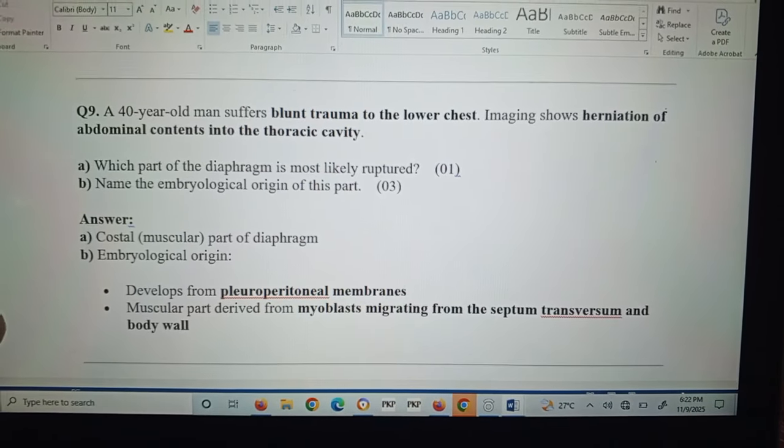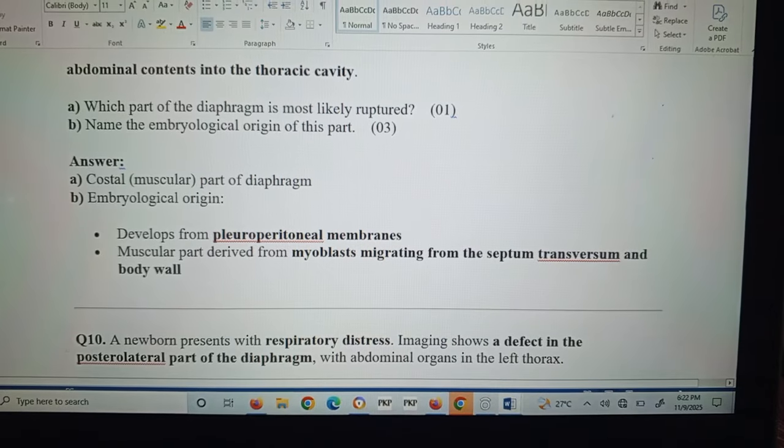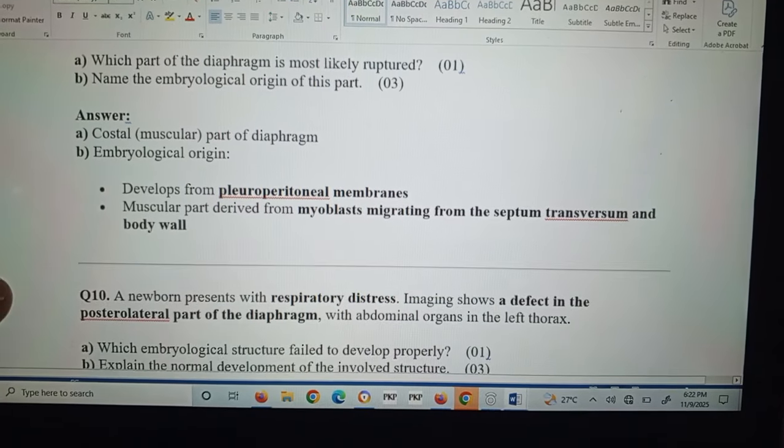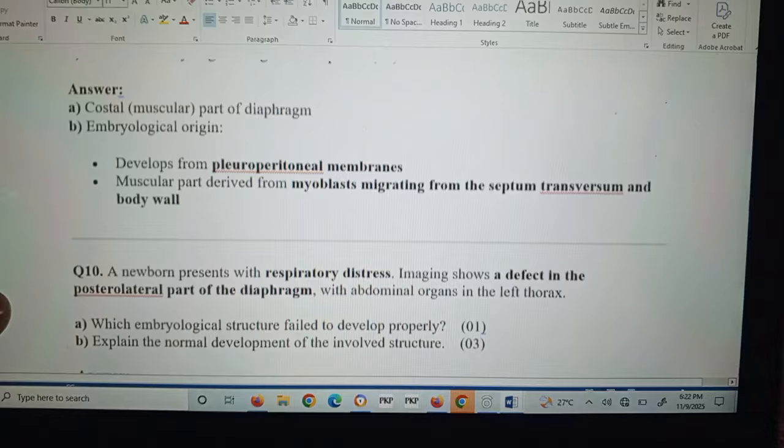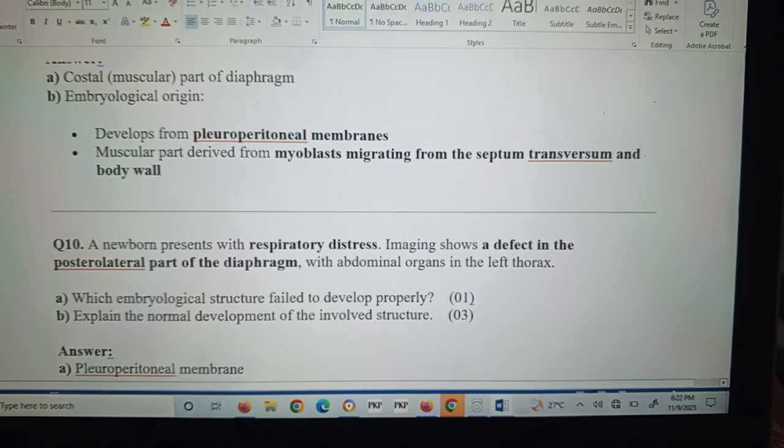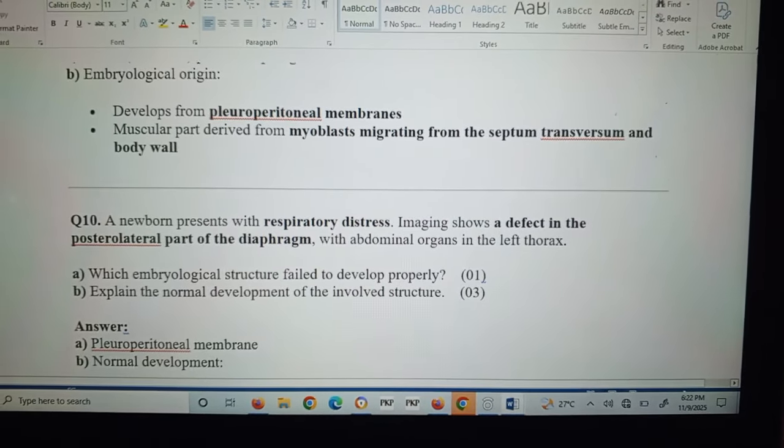The costal or the muscular part of the diaphragm is ruptured. Embryological origin: it develops from the pleuroperitoneal membrane. The muscular part derives from the myoblasts migrating from the septum transversum and the body wall.